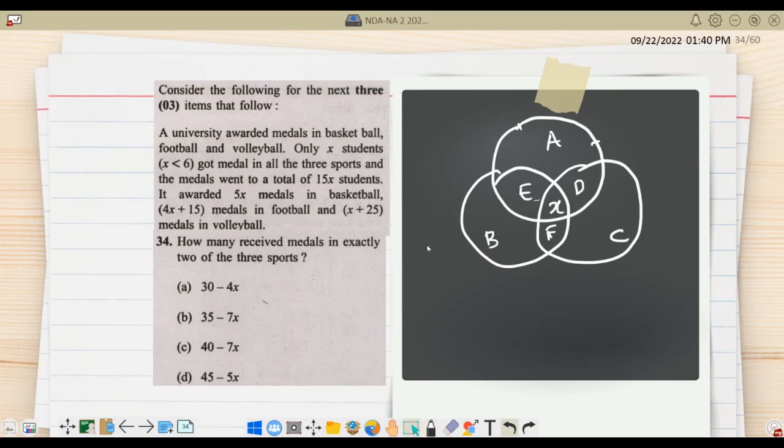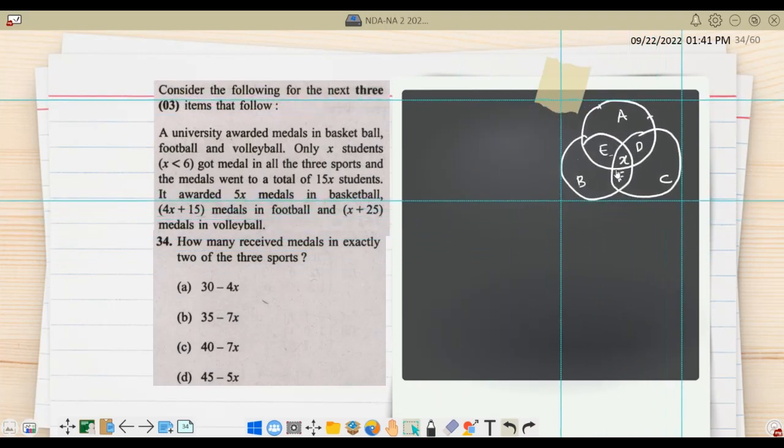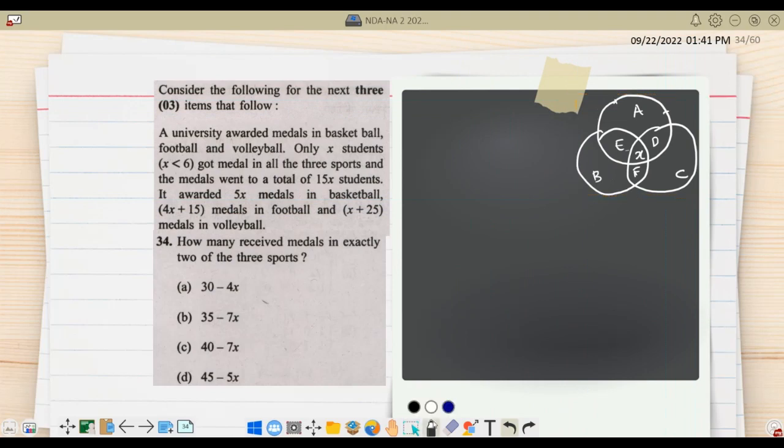We'll keep that in this corner, and we'll keep solving it. So first we can write this A plus B plus C plus D plus E plus F plus X equal to 15X. This is the total number of medals. We can cancel the X. We can write it as 14X.